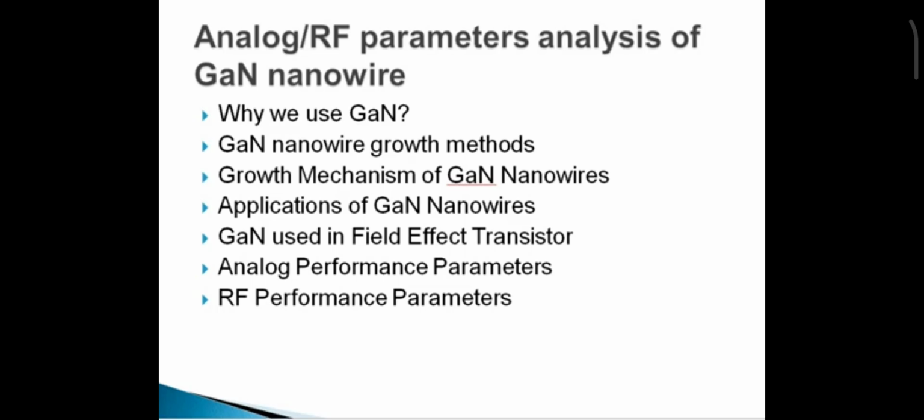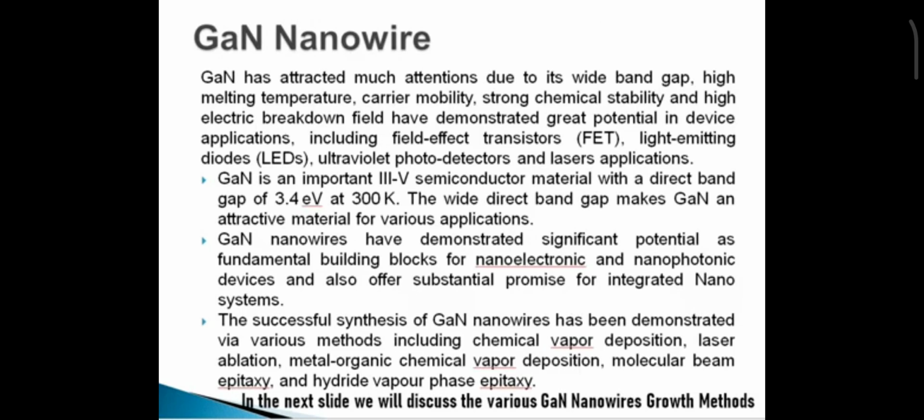Sixth, analog performance parameters analysis. And the last but not the least, RF parameter analysis. Let's start with the gallium nitride nanowire.